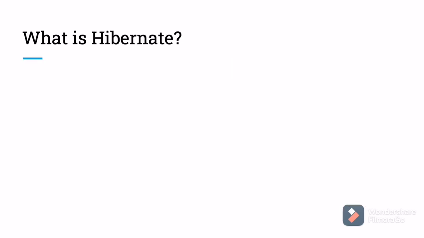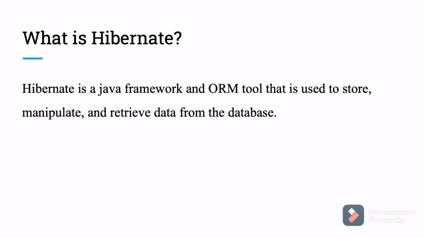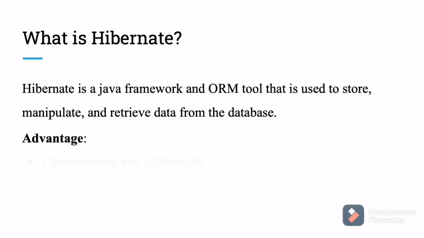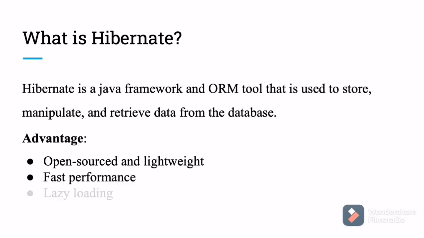Now let's see what is Hibernate. It is one of the ORM tools only. Also, it is a Java framework and it is mainly used to perform operations with the DB. That is like storing, manipulating and retrieving data from the database. Advantages are open source and it is lightweight, faster performance, lazy loading and caching.